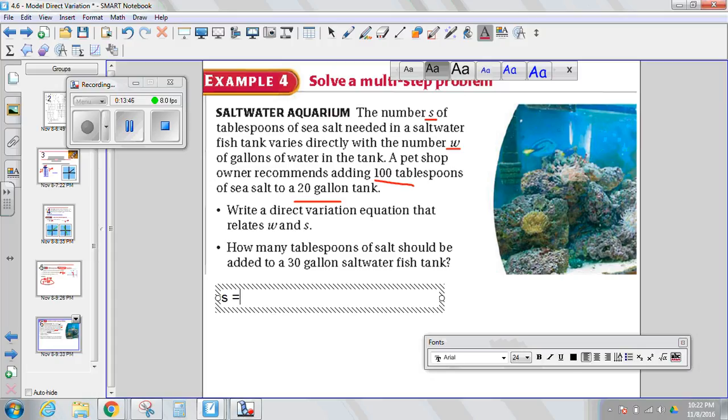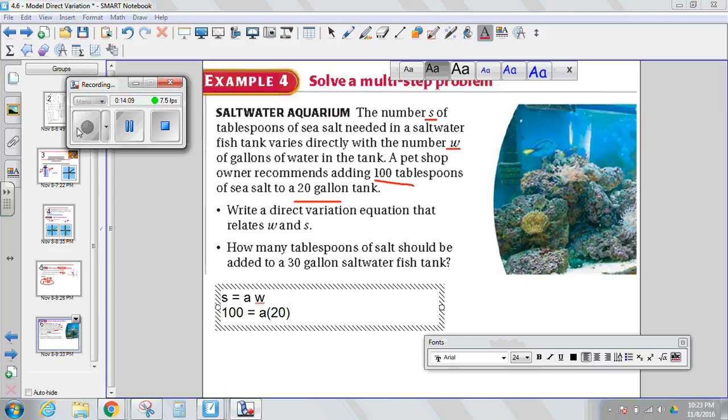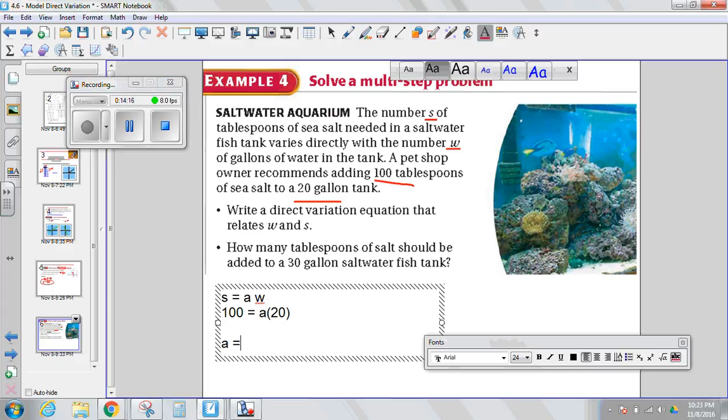So we're going to set up S is equal to A times W, or the amount of salt is equal to the constant of variation multiplied by how much water you have in your tank. And in this case, we have 100 tablespoons of salt equal to, we don't know our constant of variation, times our 20 gallons of water. And then we just solve for A, so we're going to divide both sides by 20. When I divide 100 by 20, I'm going to get A is equal to 5.